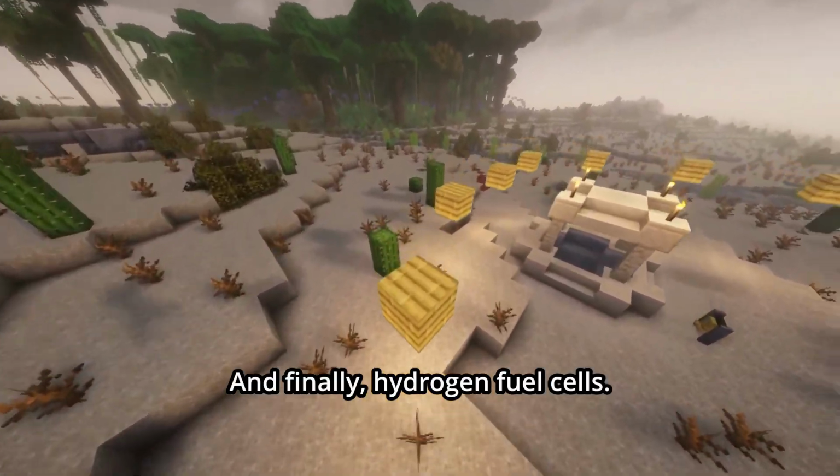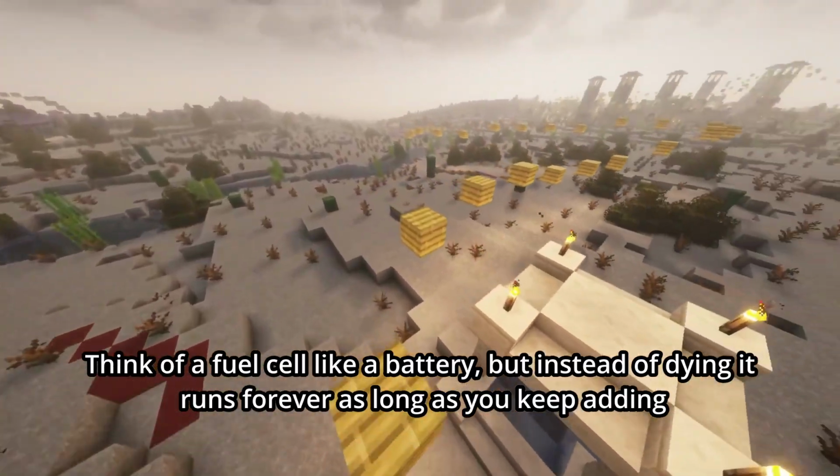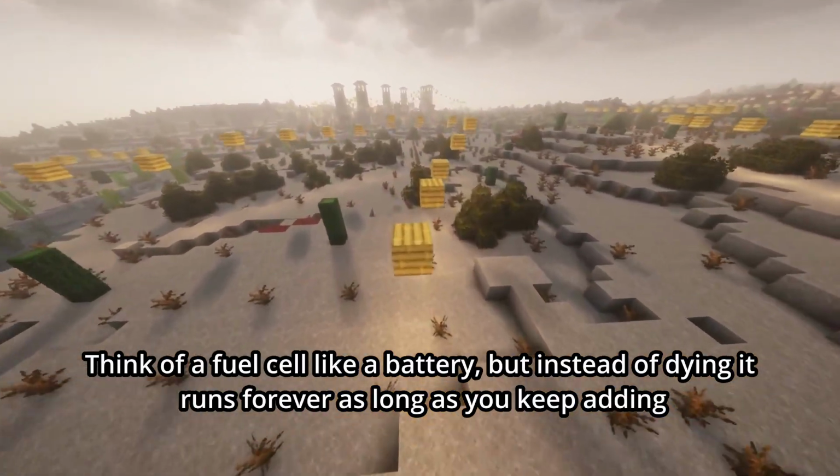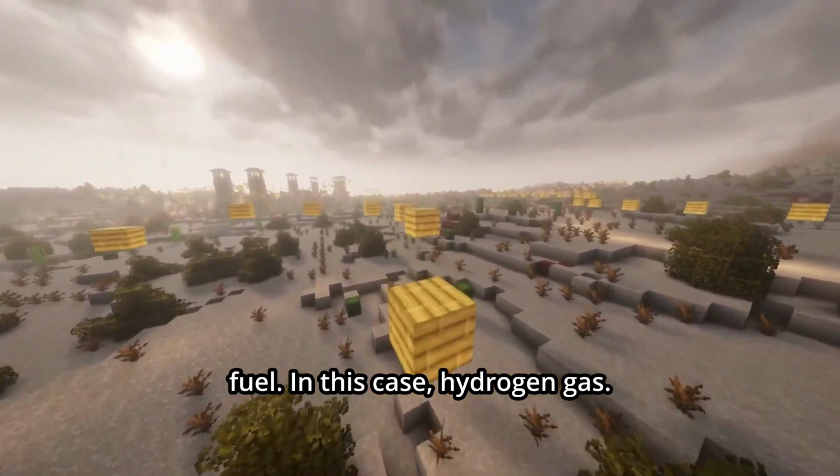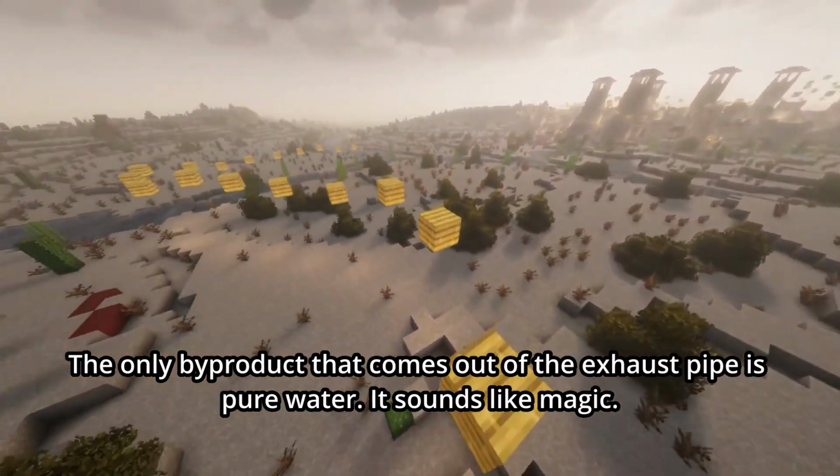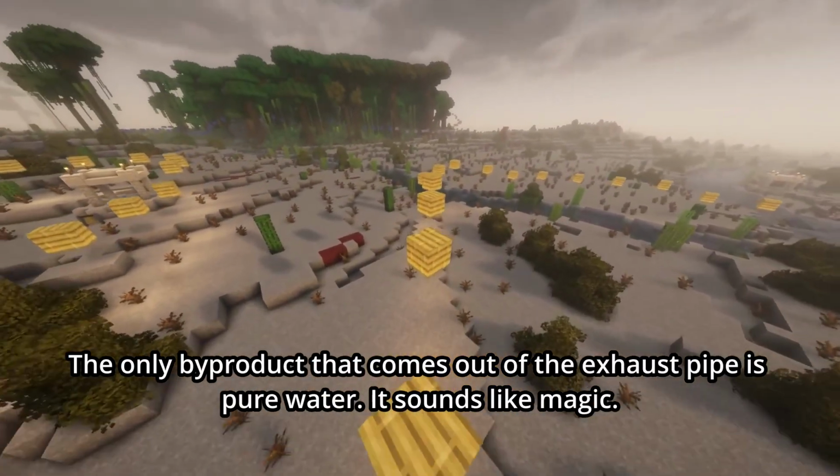And finally, hydrogen fuel cells. Think of a fuel cell like a battery, but instead of dying, it runs forever as long as you keep adding fuel. In this case, hydrogen gas. The only byproduct that comes out of the exhaust pipe is pure water. It sounds like magic.